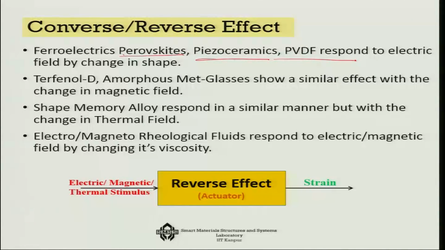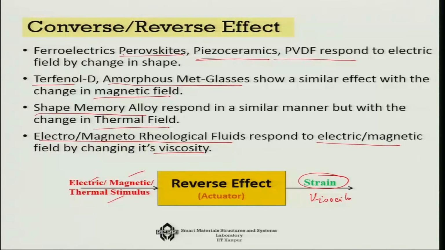Now converse effects, on the other hand, are found in ferroelectric perovskites, piezoceramics, PVDF. They all respond to electric field by the change in shape. Similarly, Terfenol-D, amorphous magnetic glasses, they show a similar effect with the change in magnetic field, and shape memory alloys respond in a similar manner but with a change in thermal field. And electro and magnetorheological fluids respond to electric or magnetic field by changing their viscosity. So this is a whole group of materials which respond to electric, magnetic or thermal stimulus, and there is either a change in strain or a change in viscosity, and that is what is our converse or the reverse effect, which is used to build the actuators.